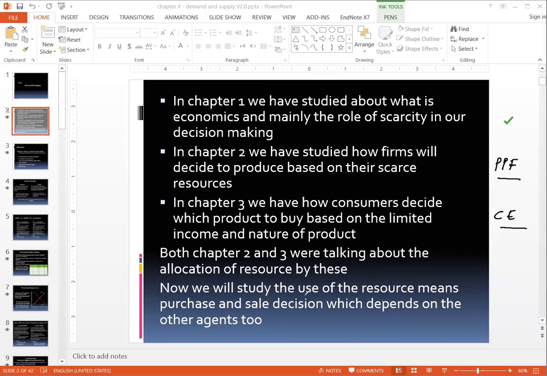Now we will study the use of resources, meaning the purchase and sale decision, which depends upon other agents. In this chapter we'll talk about how seller and buyer interact. In the previous two topics we were not talking about how they interact with each other. Now we are talking about what will happen if they are interacting with each other. So what are the implications? This is the background of the topic that we're going to start.